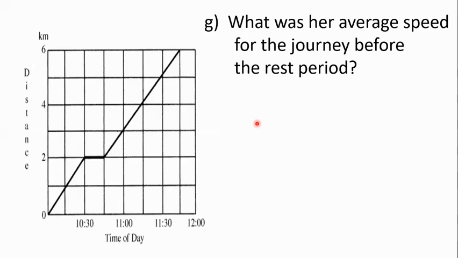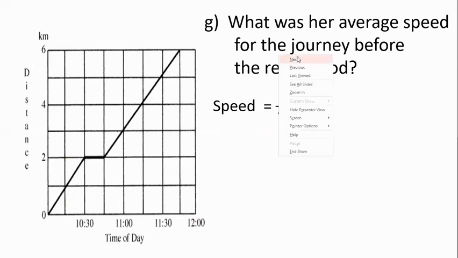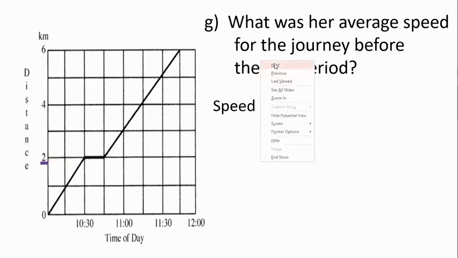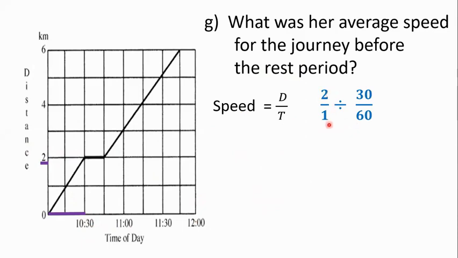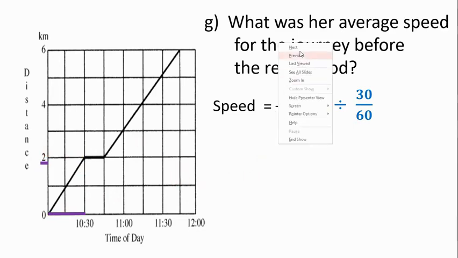What was our average speed, or where you can see it clearer? What was our average speed for the journey before the rest? Distance over time. What was the distance before her rest? 2, right? What time did she take to get to 2 miles? See it right here? 10:30. So that's half an hour. So this would be 2 over 1 divided by 30 over 60. She had already covered 2 kilomiles.